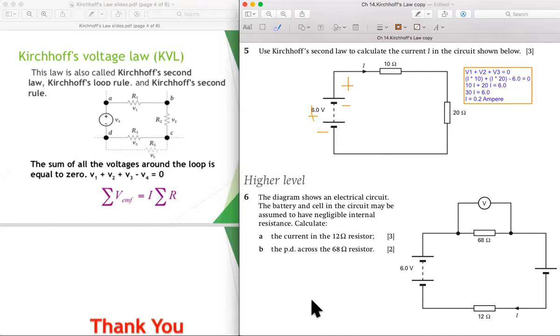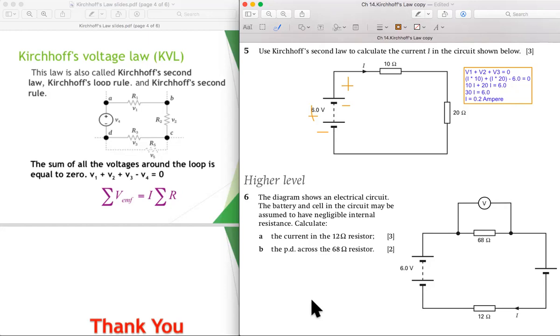The diagram shows an electrical circuit. The battery and cell in the circuit may be assumed to have negligible internal resistance. Calculate: question A, the current in the 12 ohm resistor. B, the potential difference across the 68 ohm resistor.